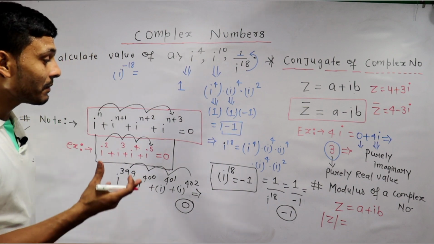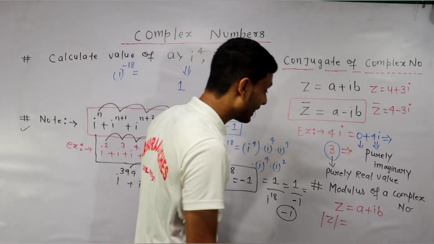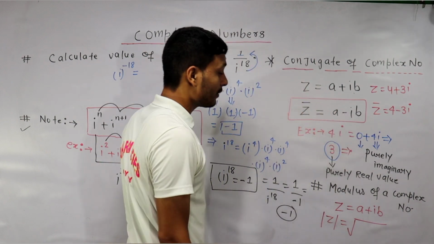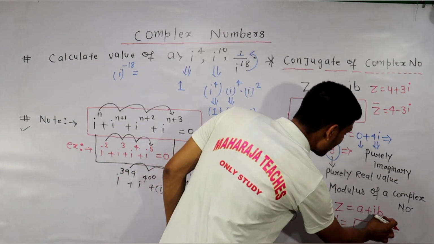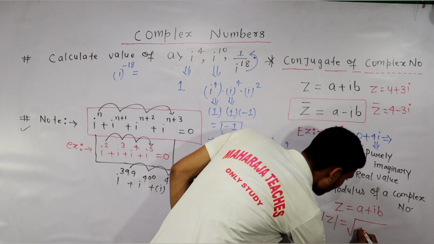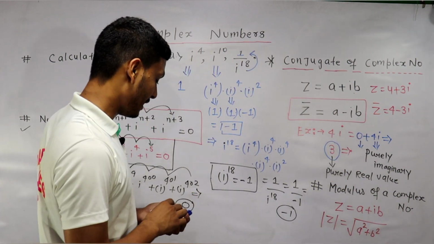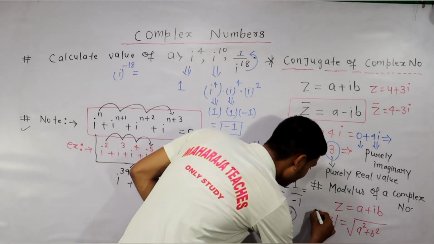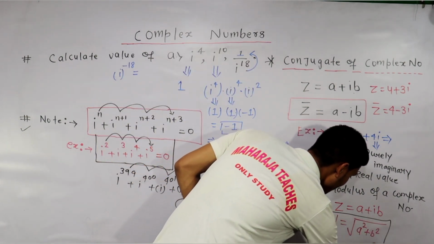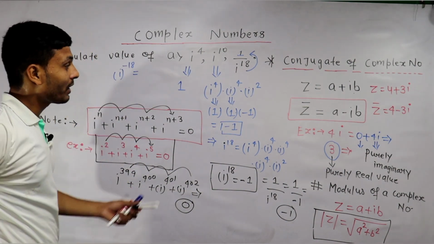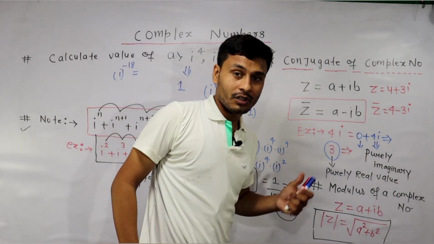Its modulus is represented by mod z, and thereafter we will get that the value of mod z is equal to the square root of the real part squared plus the imaginary part squared. That means the square root of a square plus b square. Is it right? Is it clear to all? Just note it. Note it fast.